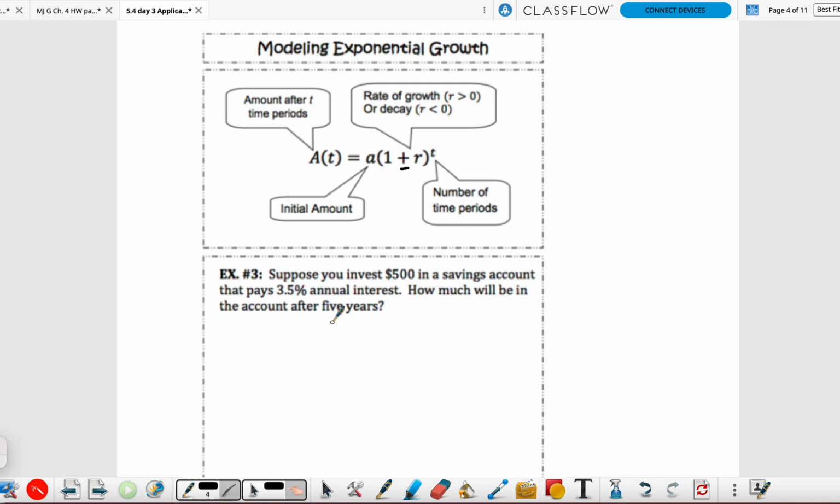So suppose you want to invest $500 in a savings account that pays 3.5% annual interest. How much will be in the account after 5 years? Well, we can write our function. A of t is equal to, A is our initial amount, which would be 500, times the quantity 1 plus 3.5%. That's 1.035. And then we're taking that to the t power. But for our case here, we already have the number. So let's just find what A of 5 is.